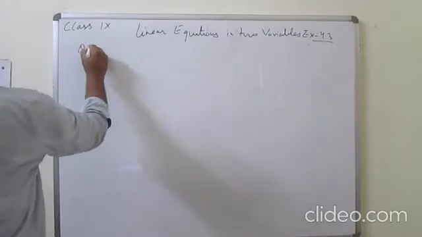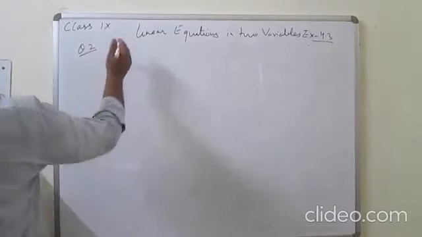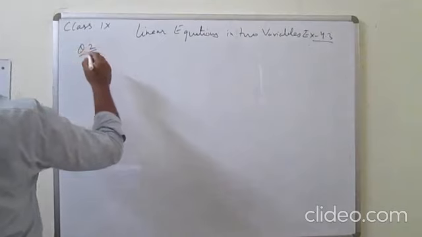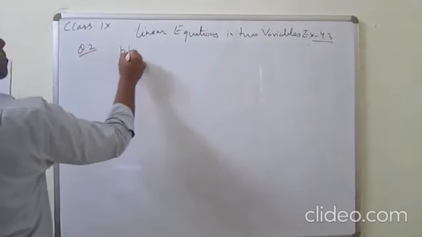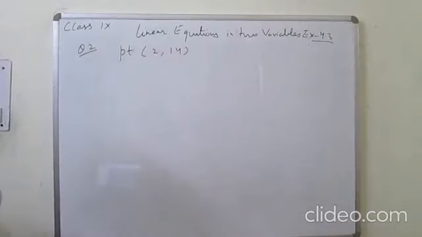Now question 2. Give the equation of two lines passing through point 2, 14. How many more such lines we can find?